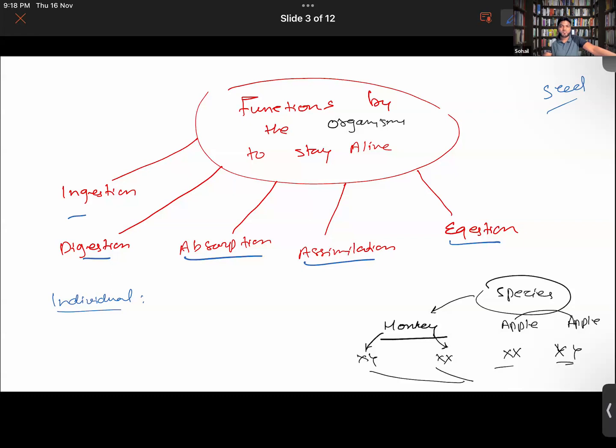Like fragmentation. Fragmentation can, yeah, it is one of the ways. Then stem cutting. Stem cutting, that is grafting. Grafting is done right now.